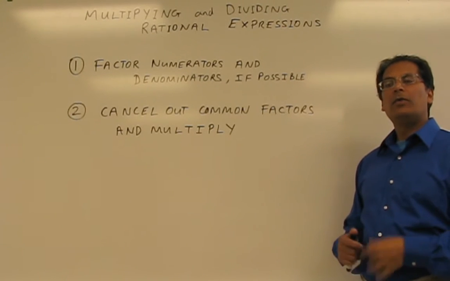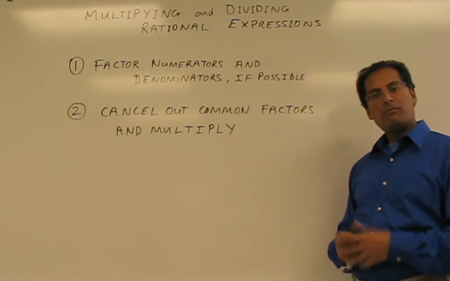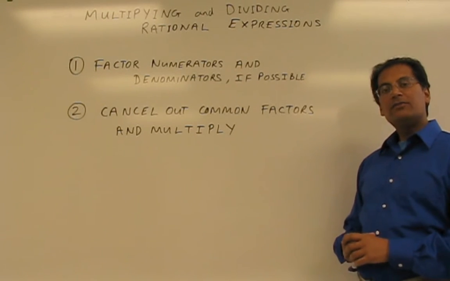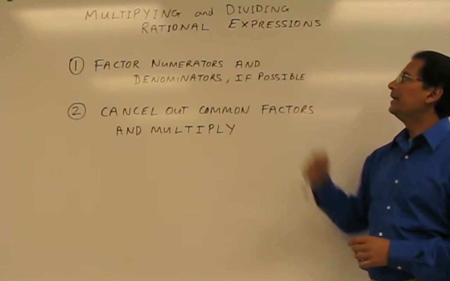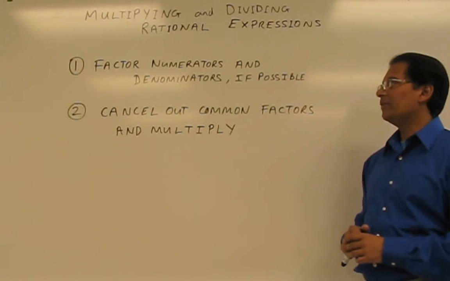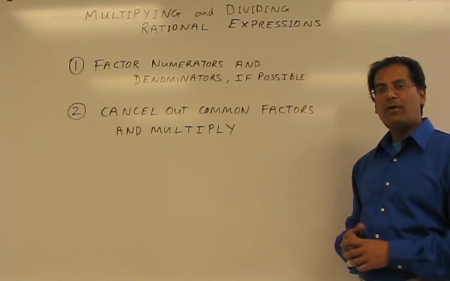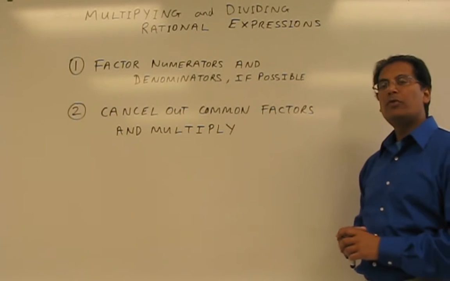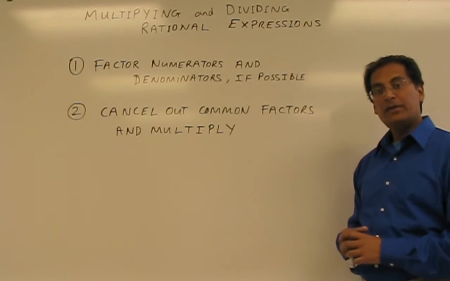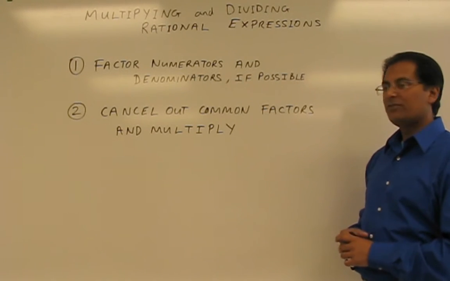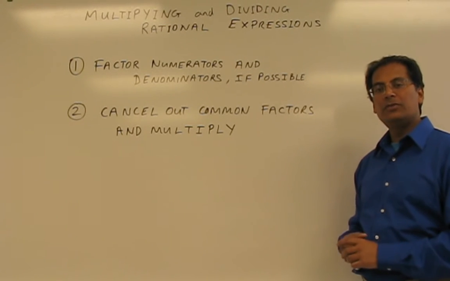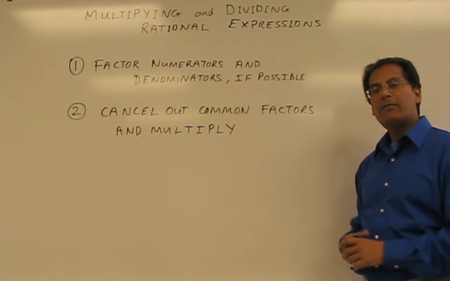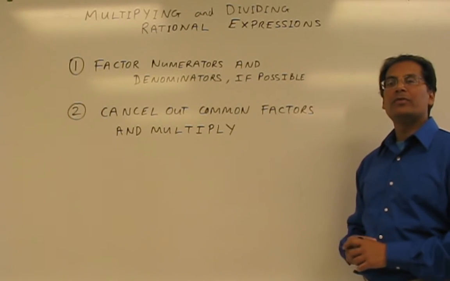In the last video, we looked at rational expressions and what a rational expression was. In this video, we're going to look at multiplying and dividing rational expressions. There are two real steps involved in multiplying and dividing. The first step is you factor the numerator and denominators completely, if possible. And the second step is you're going to cancel out the common terms and then multiply the rest. Let's take a few examples.